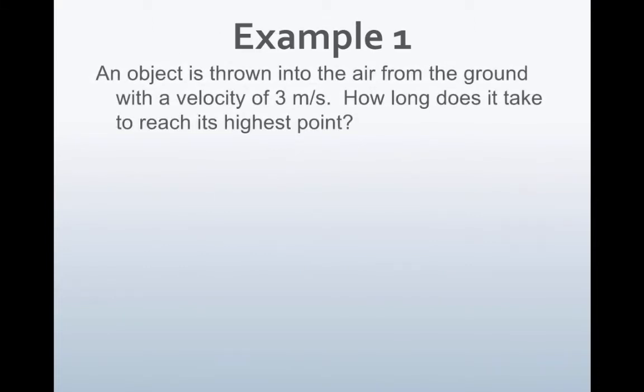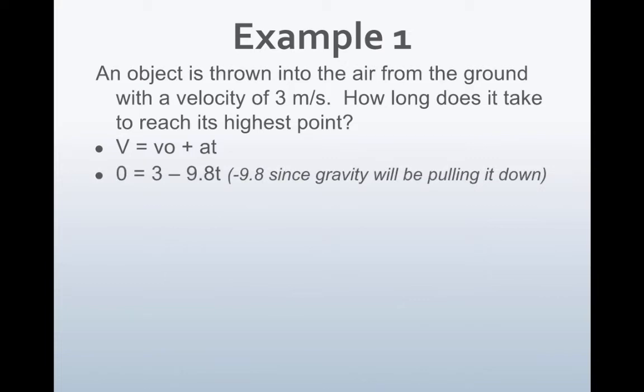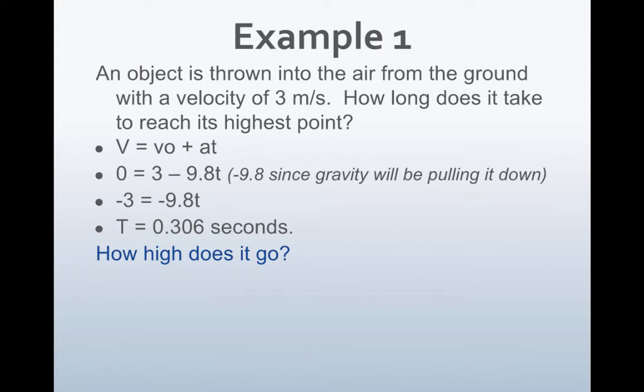Example 1. An object is thrown into the air from the ground with a velocity of 3 meters per second. How long does it take to reach its highest point? So we again want kinematic 1, V is equal to V naught plus a t. Substituting in, V is 0 at the top. Remember, V naught is what you threw it at. That was a positive 3. a is a negative 9.8. Solving that for t would be 0.306 seconds. Time up would be 0.306 seconds.